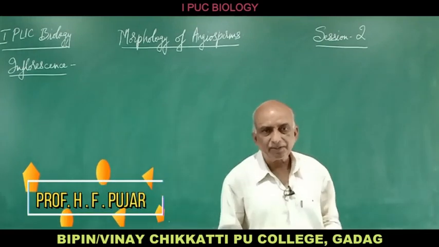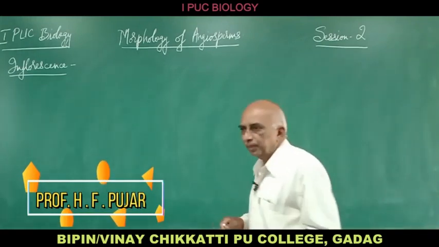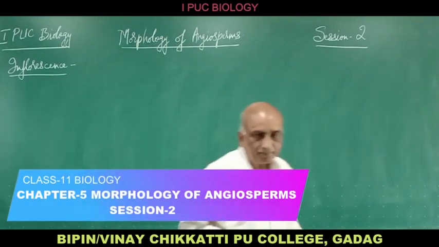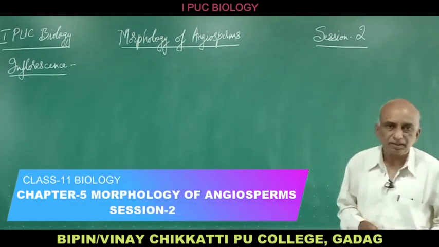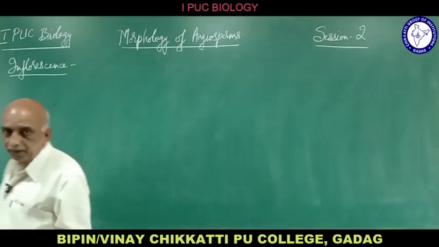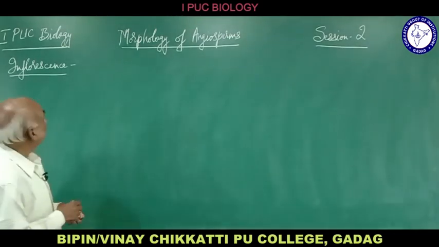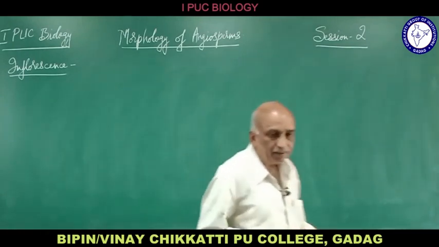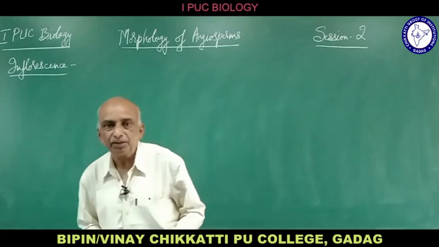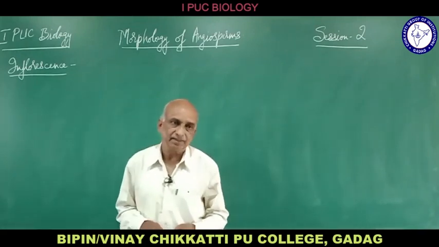In the morphology of angiosperms, we have already studied the stem, root, leaves, their modifications and their structure. The next part of this is the flower and its parts, and related to the flower we are studying about the inflorescence. So inflorescence means arrangement of flowers on the floral axis.